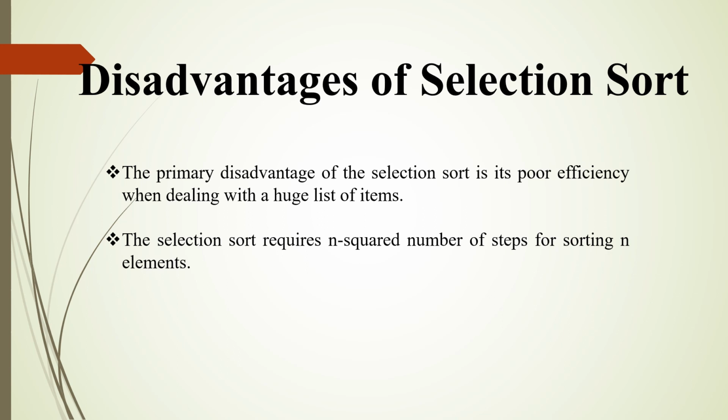For example, if a list contains 7 elements, we need to perform 7 steps to sort the elements. If a list contains 35 elements, then we need to perform 35 steps to sort the list. In this way, the selection sort technique becomes more complex for a user to sort the data.